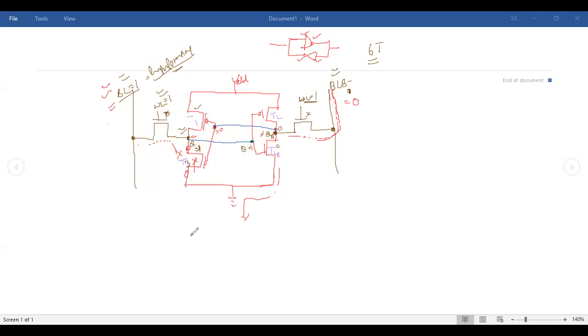Tell me if you have any question, any specific query. Okay, so I assume that now you understand the meaning of this read operation. So now I'll come down to the write operation. What is a write operation?